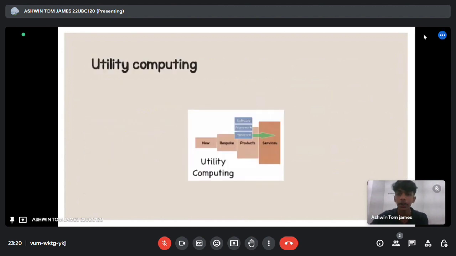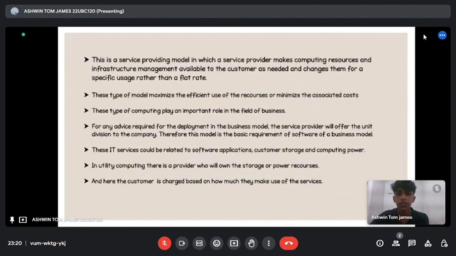Utility computing. This is a service providing model in which a service provider makes computing resources and infrastructure management available to the customer as needed and charges them for specific usage rather than a flat rate. This type of model maximizes the efficient use of resources and minimizes the associated costs. This type of computing plays an important role in the field of business.